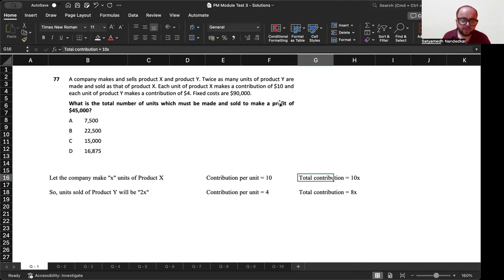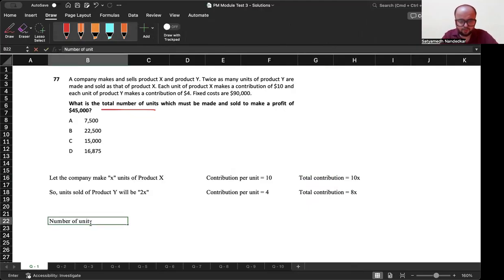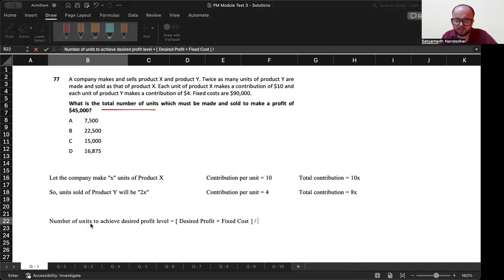What is the question? The question is what is the total number of units which must be made and sold to make a profit of 45,000? They haven't said how many units of X and how many units of Y. They have asked you total number of units. Okay, so number of units to achieve desired profit level. How will you get that? That is desired profit plus fixed cost, divided by contribution per unit, right?